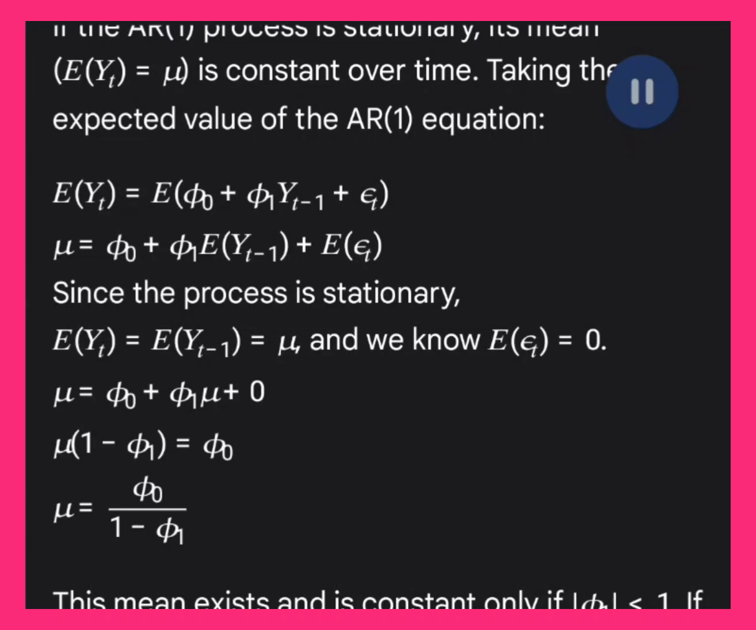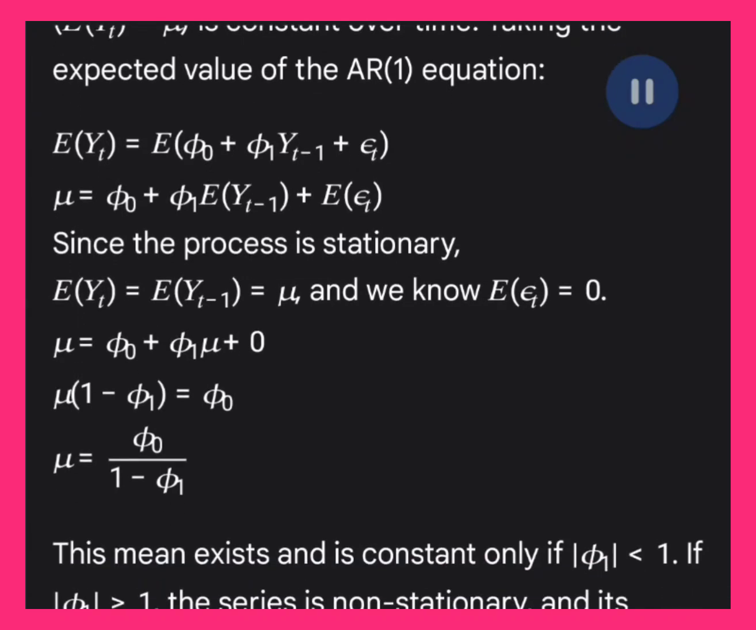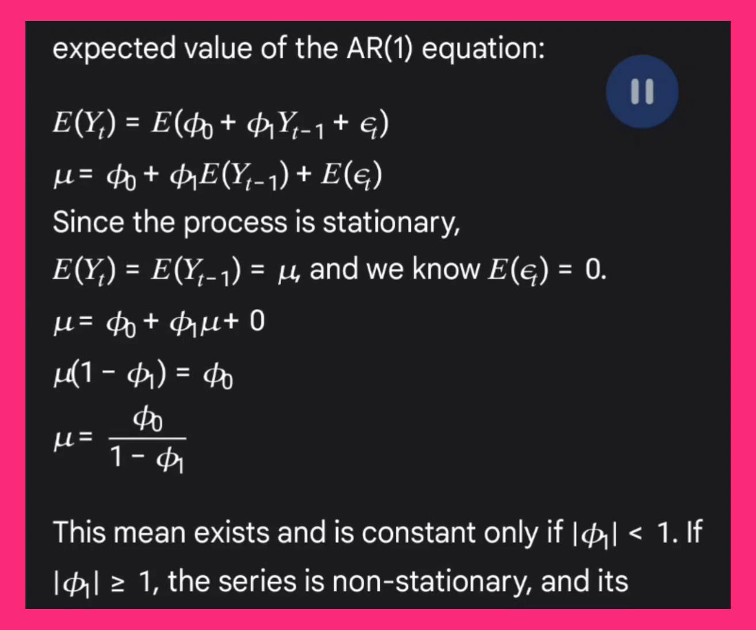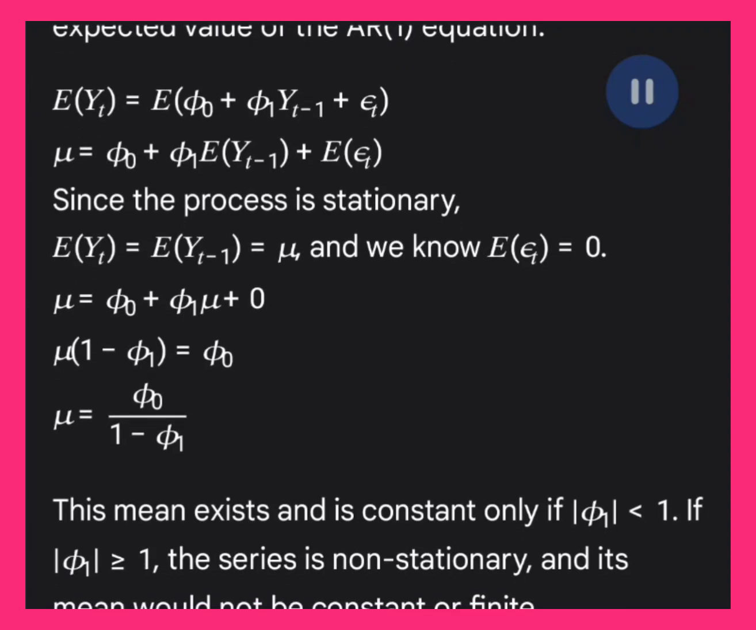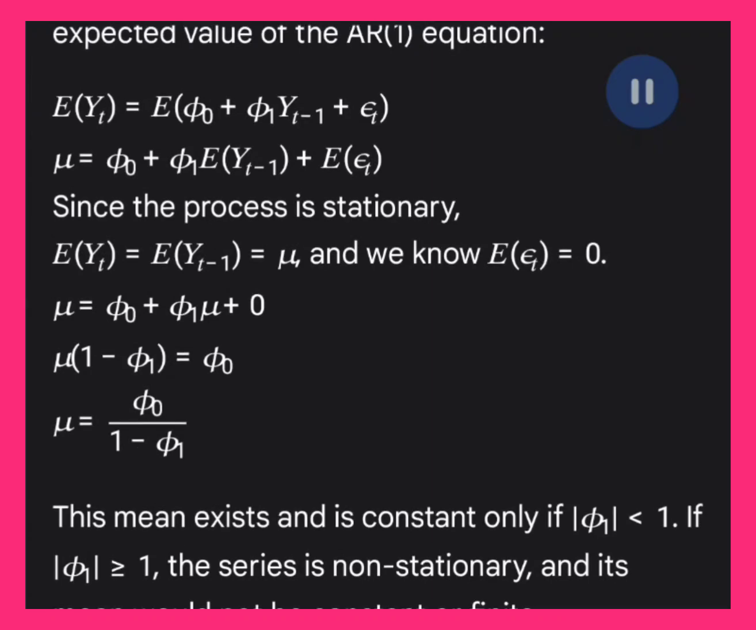This mean exists and is constant only if |φ_1| < 1. If |φ_1| ≥ 1, the series is non-stationary and its mean would not be constant or finite.